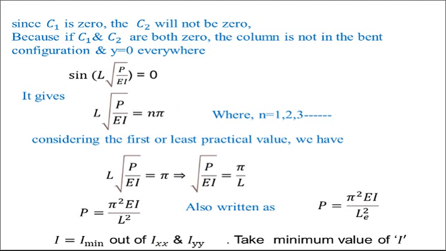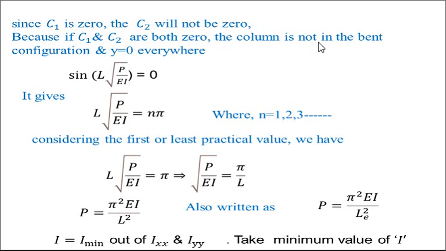From this solution, we can understand that since C1 is 0, C2 will not be 0. Because if C1 and C2 are both 0, then there will not be any displacement throughout the column when compressive loads are acting. But in reality this will not happen; definitely there is buckling, bending takes place. That's why both constants will not be 0.